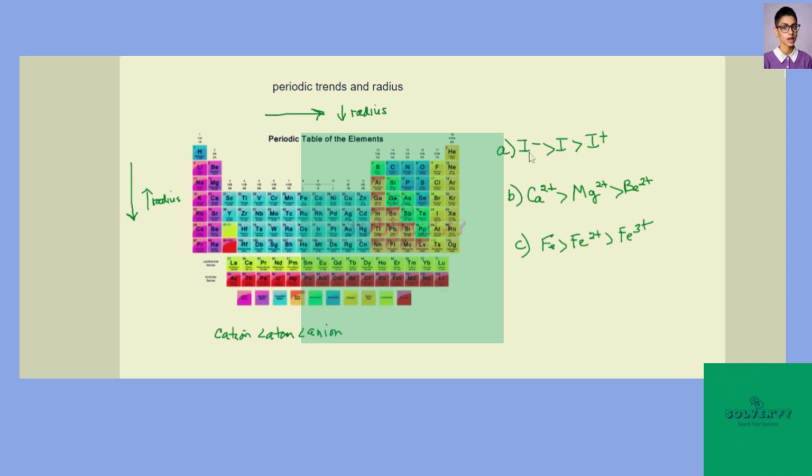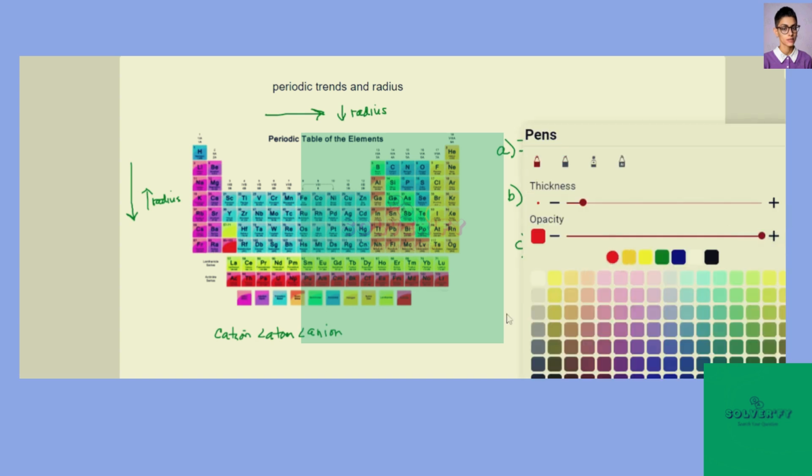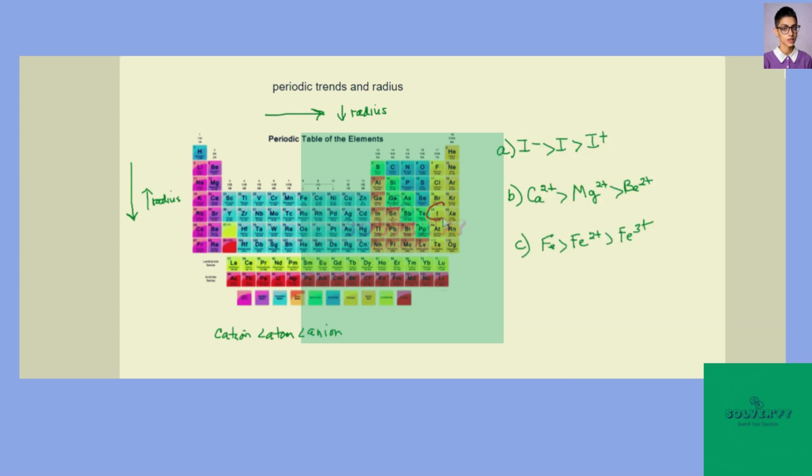So why is it that the iodine ion is bigger than iodine as an atom, which then is bigger than the iodine cation? If we look at where iodine falls in the periodic table, it's element number 53.